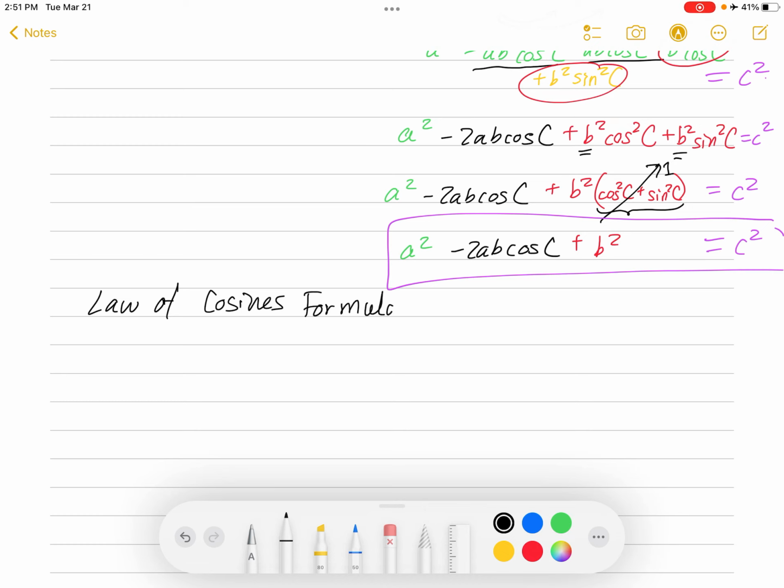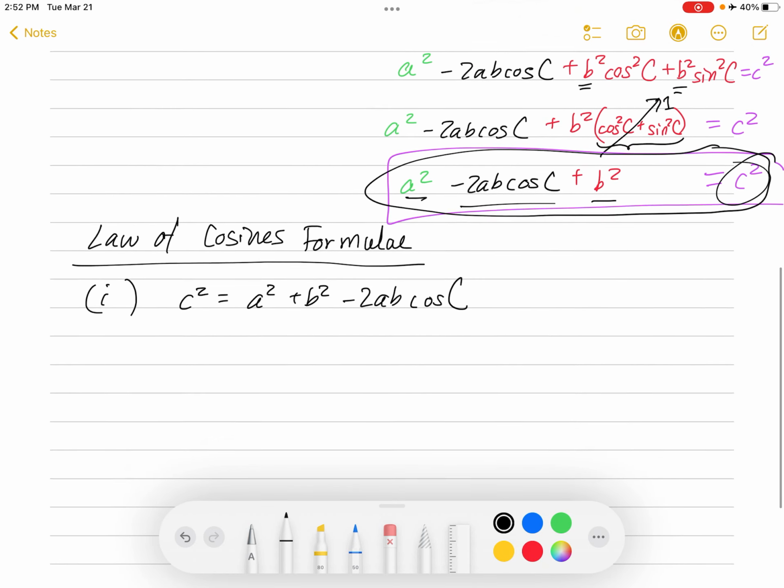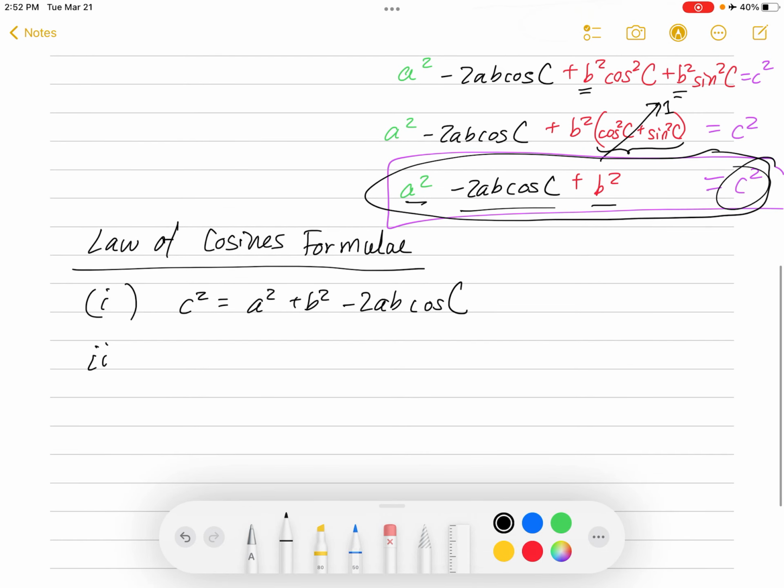We'll call them formulae, plural. Version 1 is the one we just developed, right? We got c squared equals a squared plus b squared minus 2ab cosine of C. That's this one right here, just written slightly differently. I notice I have the c squared on the left side, and I have a squared plus b squared minus 2ab cosine C.